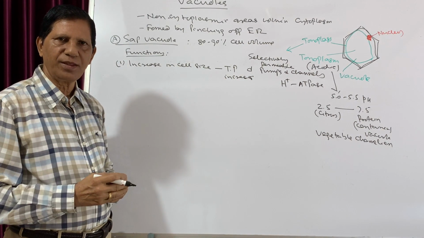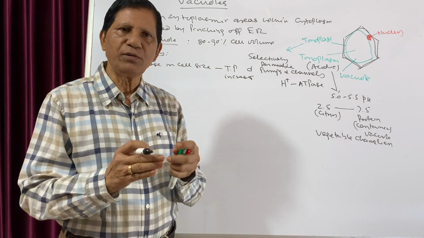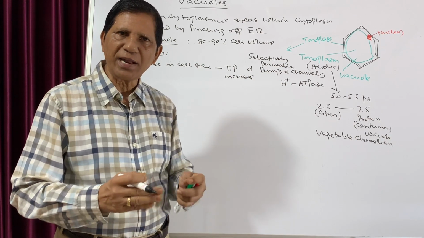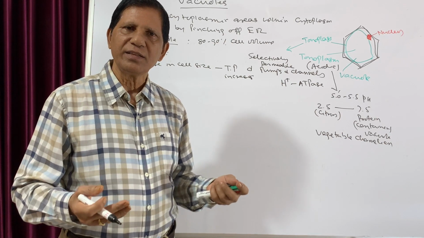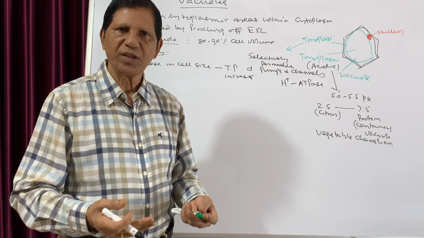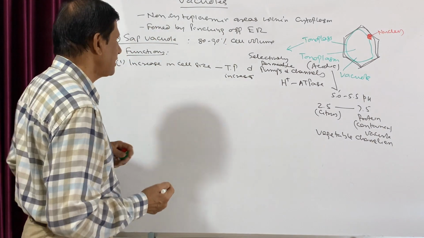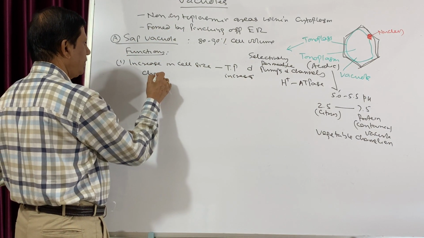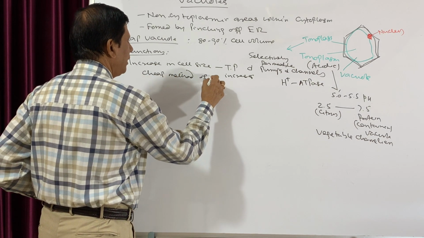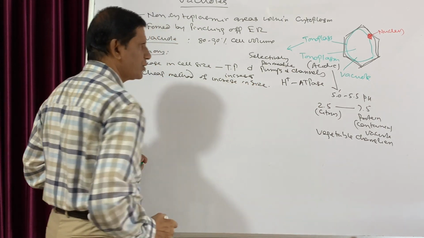But in animal cells, what happens? If the cell grows in size, it has to accumulate more and more cytoplasm. But here, by simply accumulating water, the size grows. That means it is a very cheap method, without much expenditure. That is the difference between plant and animal cells: a cheap method of increase in size in comparison to animal cells.